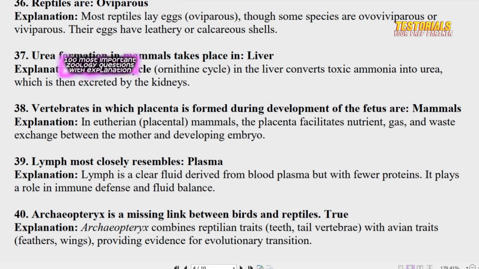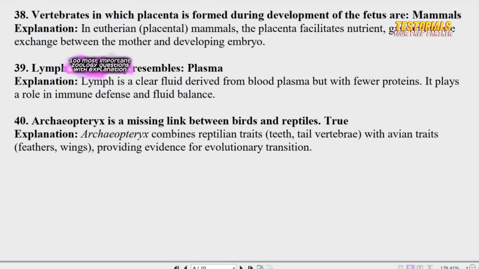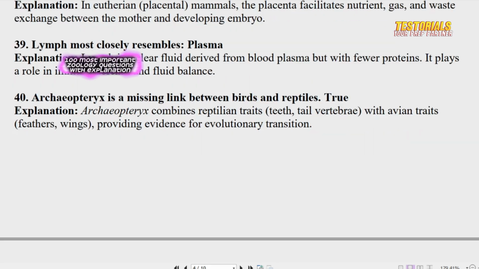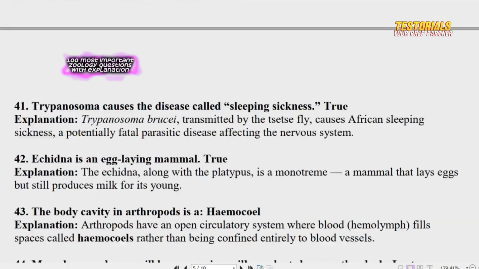39. Lymph most closely resembles plasma. Explanation: Lymph is a clear fluid derived from blood plasma, but with fewer proteins. It plays a role in immune defense and fluid balance. 40. Archaeopteryx is a missing link between birds and reptiles. True. Explanation: Archaeopteryx combines reptilian traits, teeth and tail vertebrae, with avian traits, feathers and wings, providing evidence for evolutionary transition.